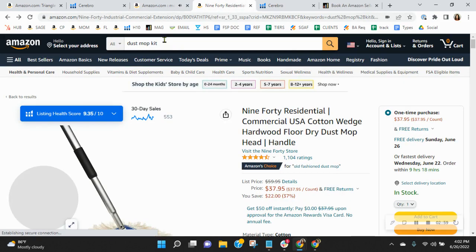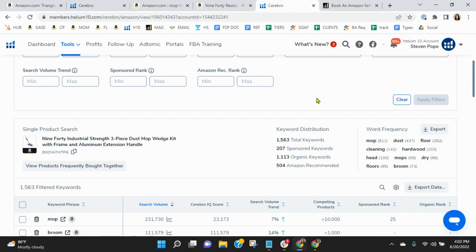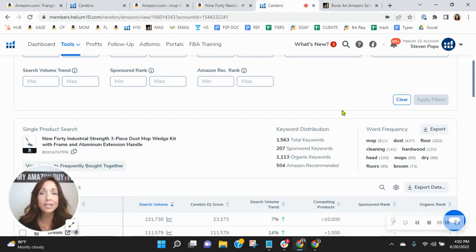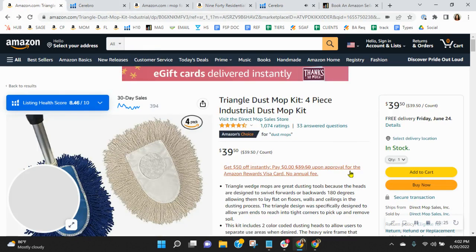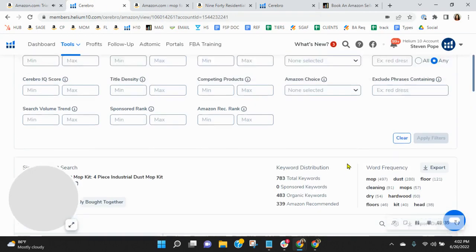Now, let's talk about competition. So, I took these words, dust mop kit, from your title, and found this listing here. Now, I'm not doing any product comparisons. However, what I do want to show you is their advertising plan. So, look at their organics. They've got 1,100 organics and they're actually advertising too. They've got 207 sponsored keywords. And because of this, they're selling more than you. They're indexing better, they're ranking better. They've sold over 550 units in the past 30 days, and you're at 394. So it shows that their exposure and reach is allowing them to sell more than you. So definitely room for improvement.